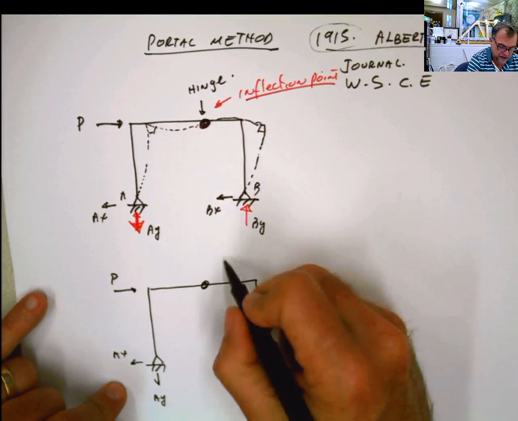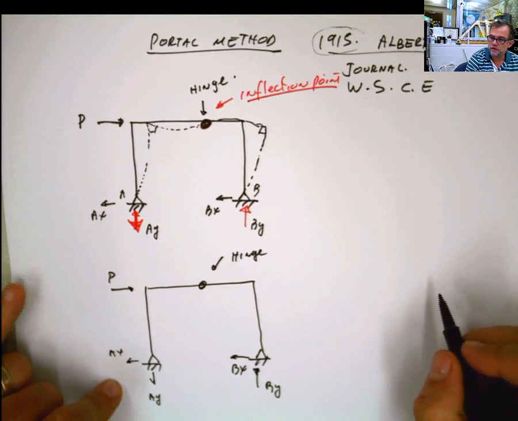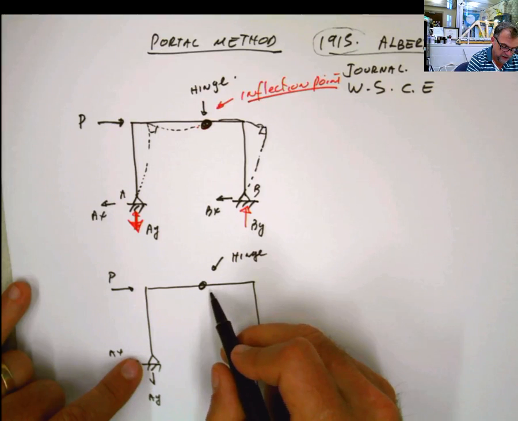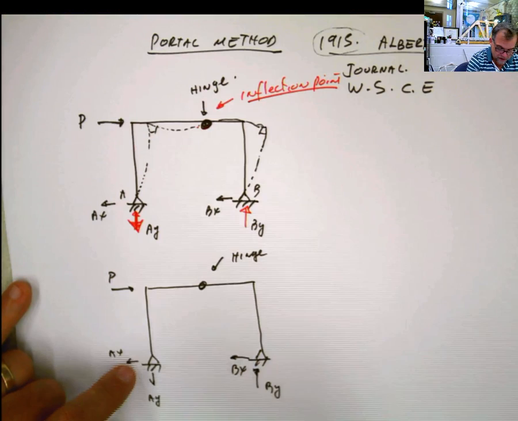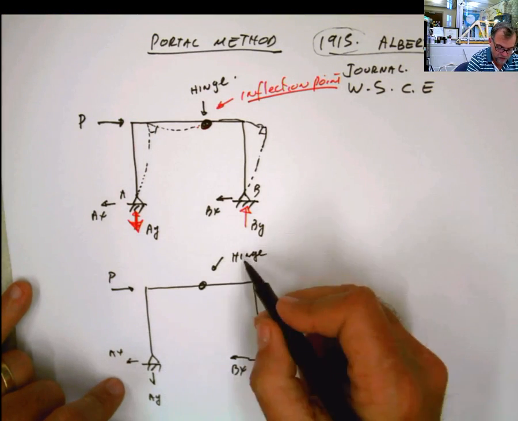But now this is a hinge at that point. And we introduce that assumption over there. If that is a hinge over there, at that point, then we have 4 reactions plus 3 equations plus 1 hinge, 4 equals 4.